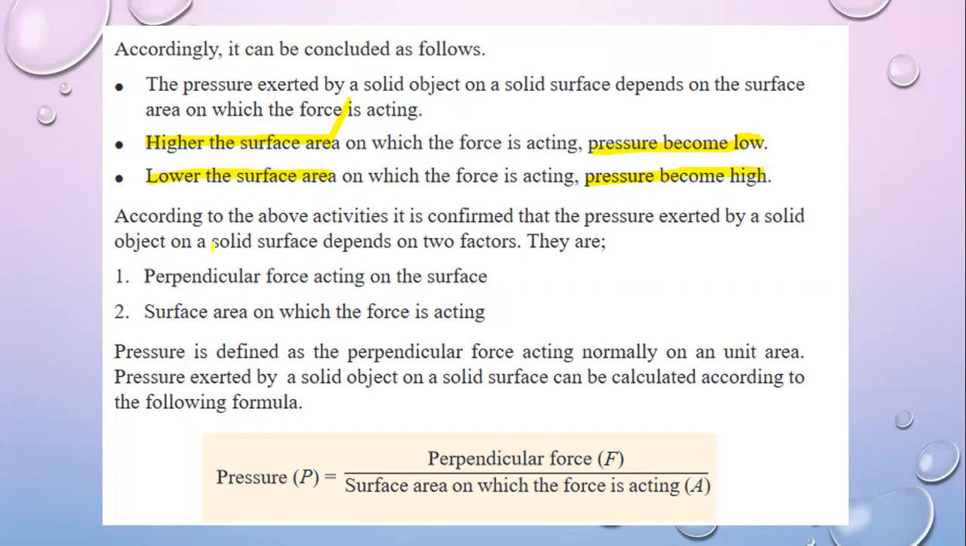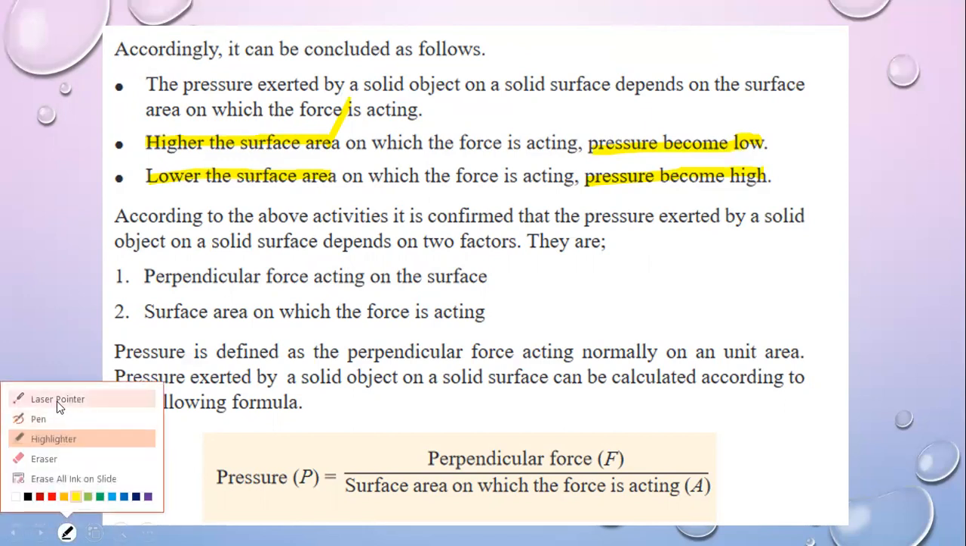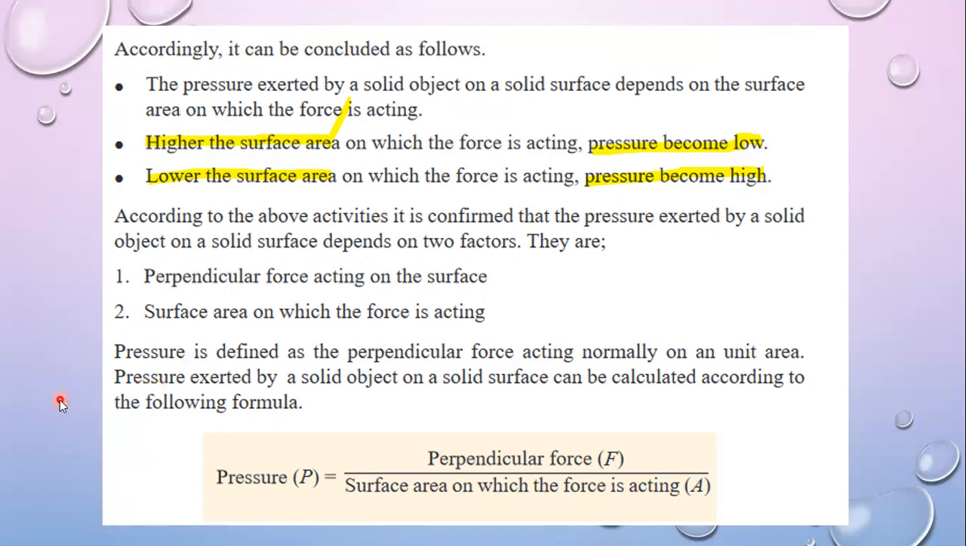According to the above activities, it is confirmed that the pressure exerted by a solid object on a solid surface depends on two factors. They are the perpendicular force acting on the surface and the surface area on which the force is acting. Pressure is defined as the perpendicular force acting normally on a unit area. Pressure exerted by a solid object on a solid surface can be calculated according to the following formula.